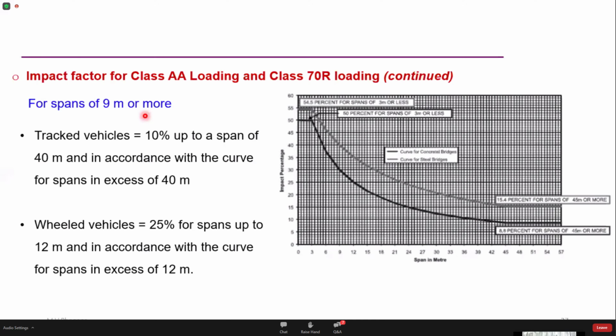For spans greater than 9 meters, for tracked vehicle, it is going to be 10% up to a span of 40 meters, in accordance with the chart given in IRC 6. Similarly, for wheeled vehicle, it is going to be 25% for spans up to 12 meters, and according to the chart as given in IRC 6. So these are the things given in IRC 6 regarding the impact factors.